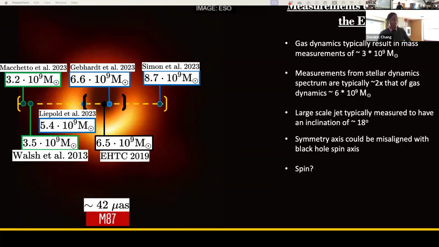There are other measurements that have been done in the past, including measurements of the inclination of M87. There's a jet that I showed before that we've observed, and there's a near horizon spin. We haven't been able to constrain the spin axis in the past, but we have been able to constrain the jet axis. In particular, we see the jet axis typically lies at an inclination of roughly 18 degrees.